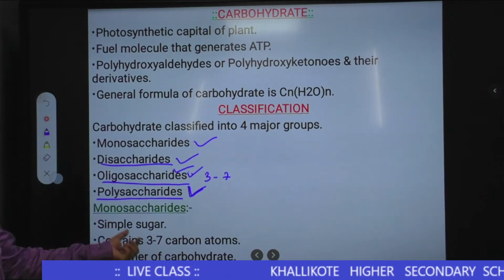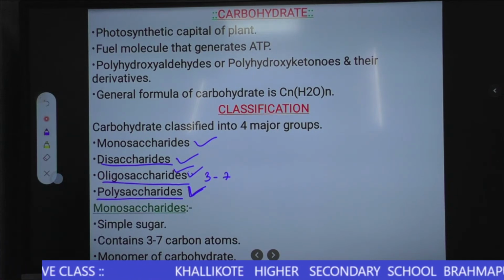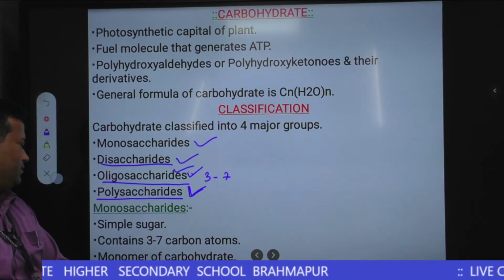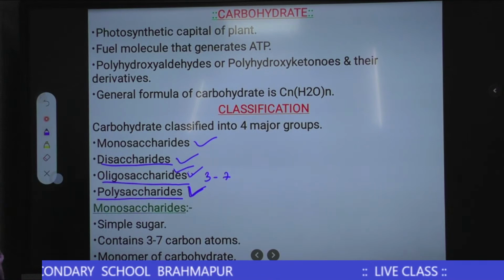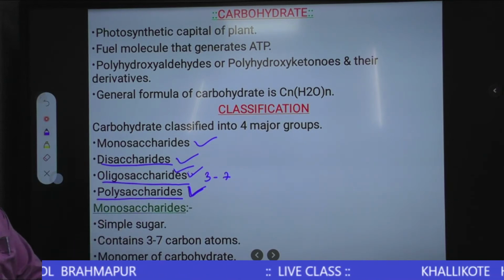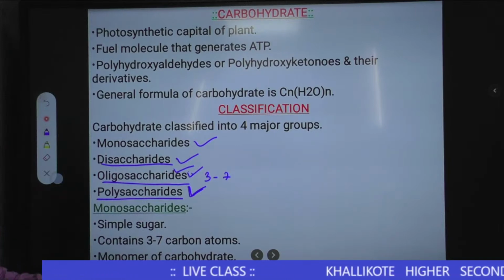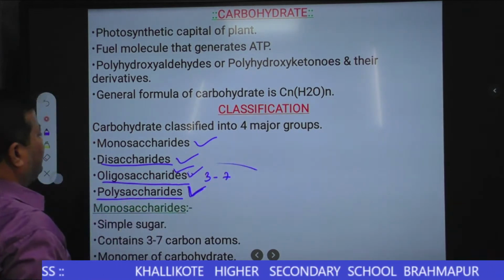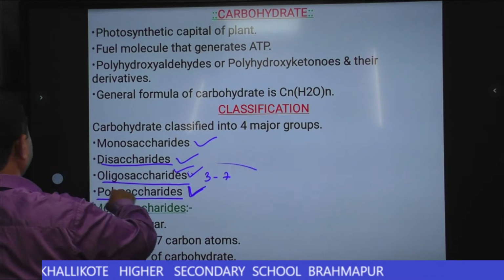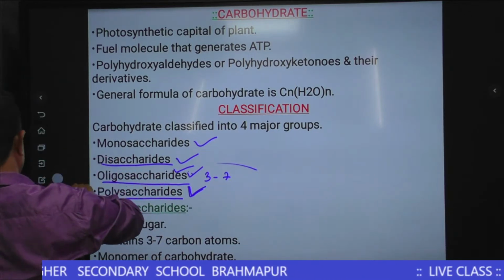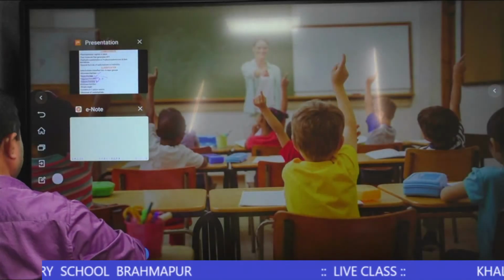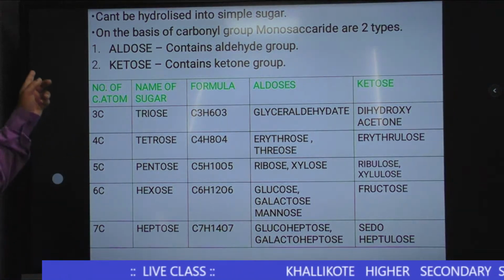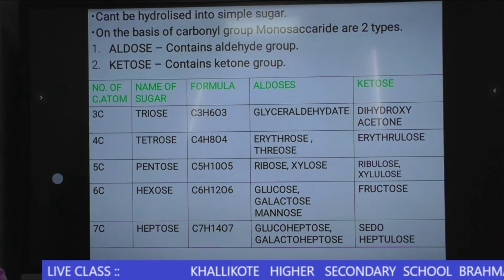Then comes the first one, monosaccharide. Monosaccharide is also called simple sugar. Why is it considered simple sugar? Because it cannot be hydrolyzed into further sugar units. So this is called simple sugar. It contains 3 to 7 carbon atoms. Monosaccharides are the monomers of carbohydrate.